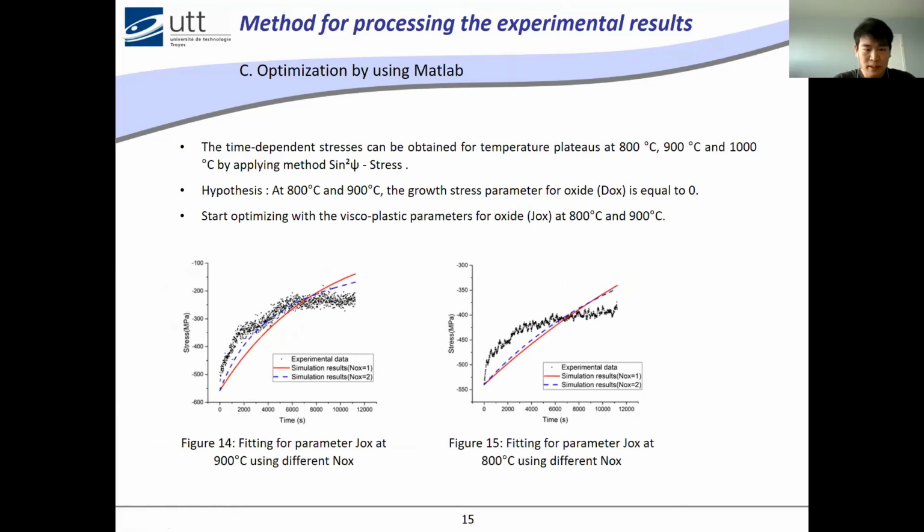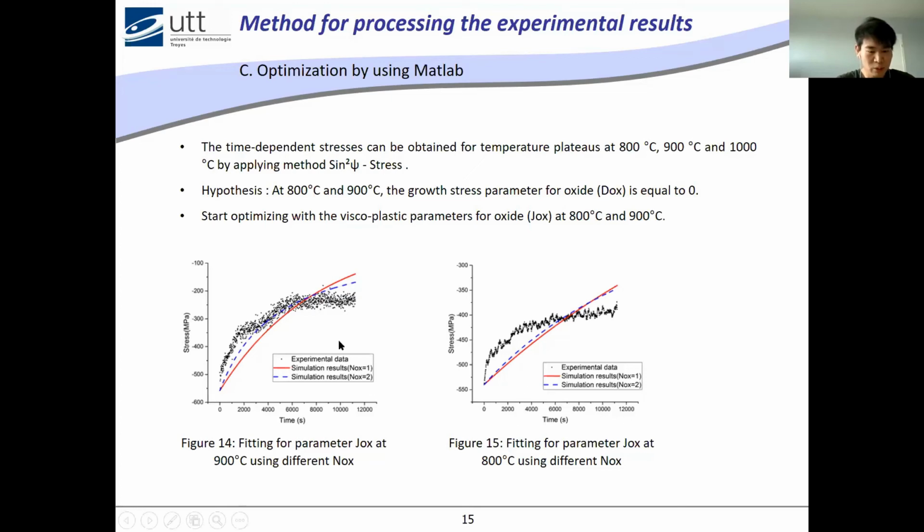The time-dependent stress can be obtained for temperature plateaus at 800, 900 and 1000 degrees by applying the sin²ψ method. We have a hypothesis here. At 800 and 900 degrees, the growth stress parameter for oxide, Dox, is equal to 0. So we can start to optimize the viscoplastic parameter for oxide, Gox, at 800 and 900 degrees.